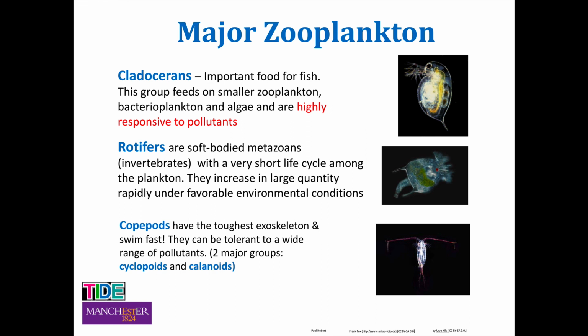Finally, there's copepods. These are organisms with a tough outer skeleton, and they can swim really fast through the water. And they can be very tolerant to a wide range of pollutants. And there's two major groups of these. There's cyclopoids and calanoids. And you're very easy to tell apart by the size of their antennae. And because they're tolerant to a wide range of pollutants, looking for these in your lake sample can tell you a lot about your water quality.